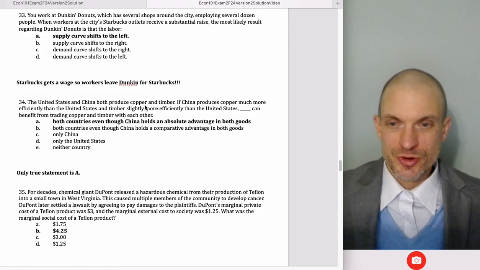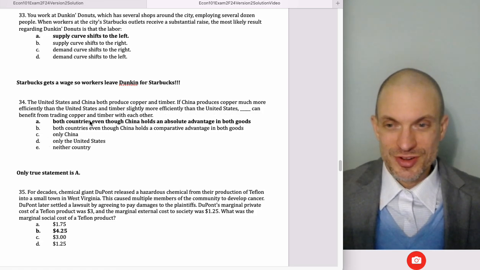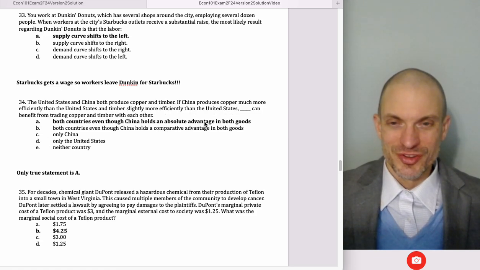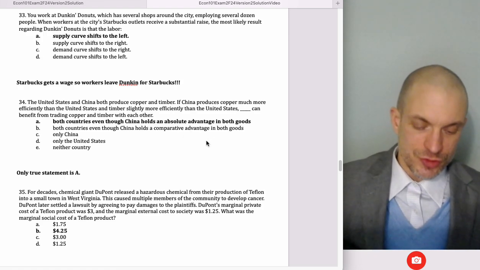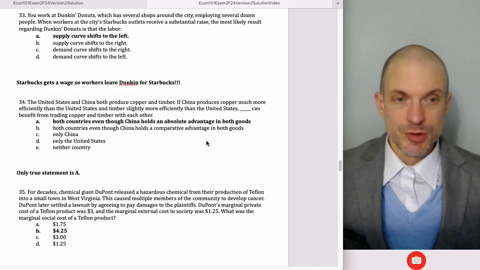US and China both produce copper and timber. If China produces copper much more efficiently, absolute advantage, and timber only slightly efficiently, then both countries can benefit even though China holds an absolute advantage in both goods. Yeah, so as long as you don't have the same opportunity costs of producing each good, then somebody will have a comparative advantage, and then you can gain through trade.